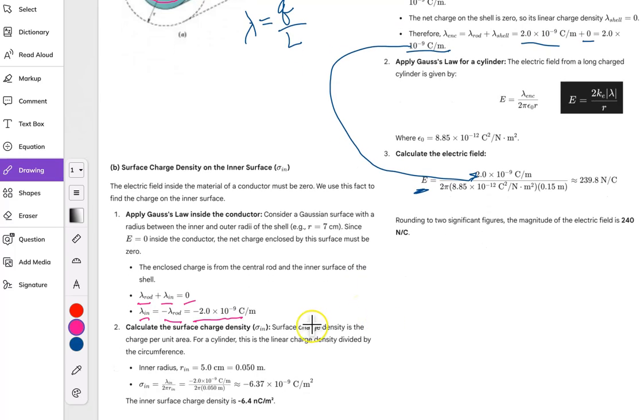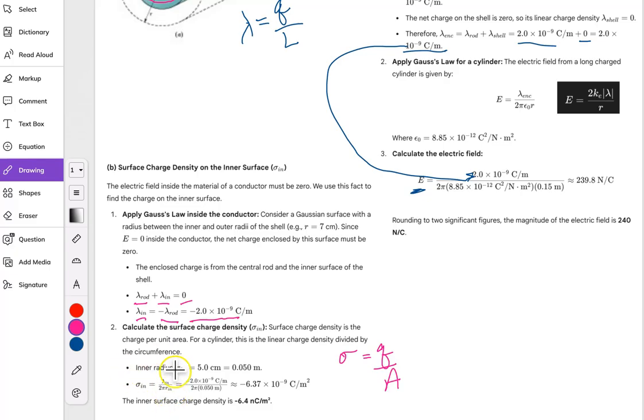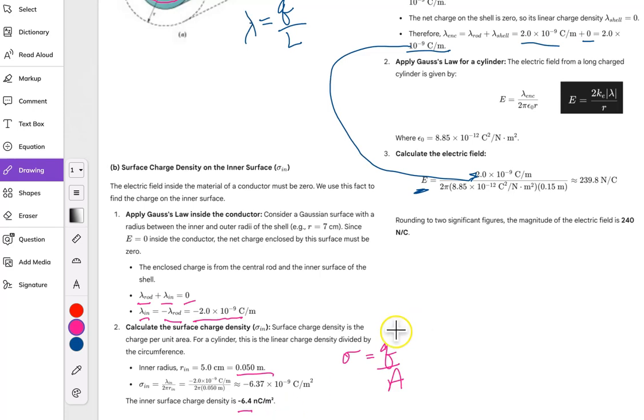To find the surface charge density now, remember, surface charge density is just equal to the charge divided by the area. The inner radius is 5 centimeters or 0.05 meters. So the inner surface charge density is the linear density divided by 2 pi r of the inside. There's our value that we have here, and then 2 times pi times that 0.05 for the inner radius. And we get about negative 6.4 nanocoulombs per square meter.